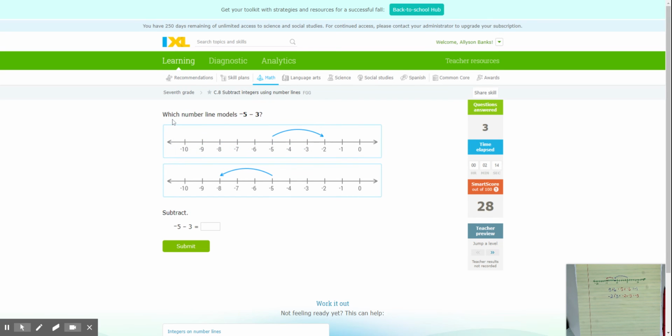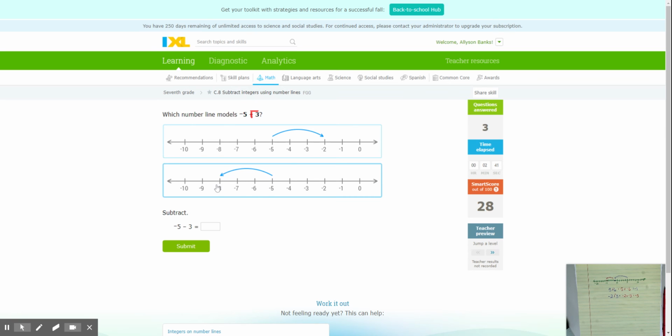Okay. Which number line models -5 minus 3? First thing we do, what's the first thing we do? Okay, we are going to do change. Okay, so it's -5 plus -3. So we find -5. They both start at -5, but we want it to go to the left because it's a -3, not to the right. So -3, this one goes to the left, the second one does.